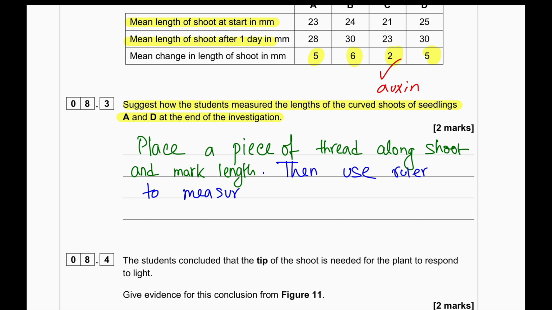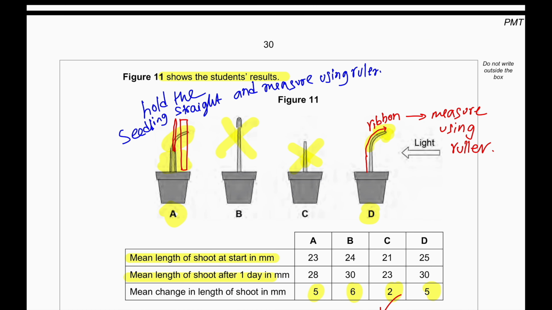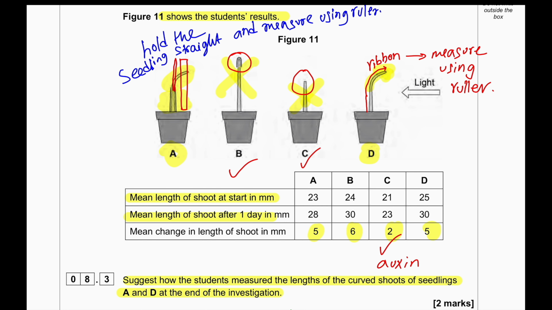The student concluded that the tip of the shoot is needed for the plant to respond to light. Give evidence for this conclusion from figure 11. So in figure 11, we can see when the tip is covered, there is no bending, and when the tip is removed, there is no bending. But in both cases, they have grown at least a little bit. In B, it grows just like normal. In C, it didn't grow as much.